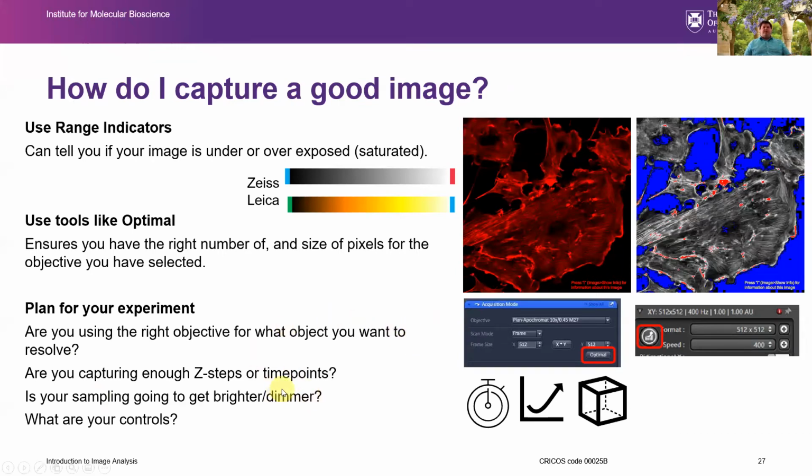Likewise, have you got enough time points? Is your sample going to get dimmer or brighter or change over time? And have you considered that? And what are your controls for your images? So you can talk to us if you have questions about your controls for your experiments.